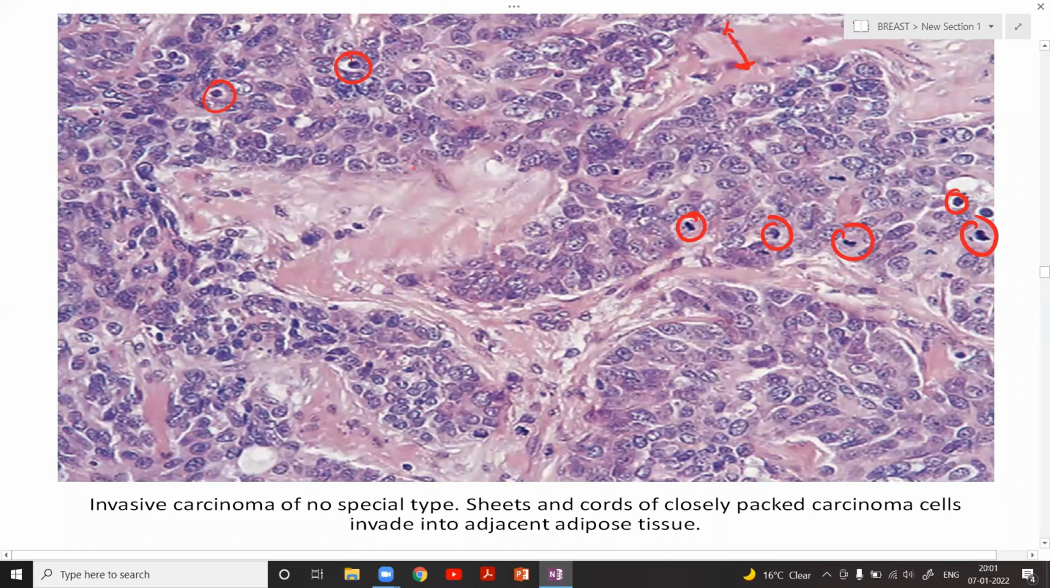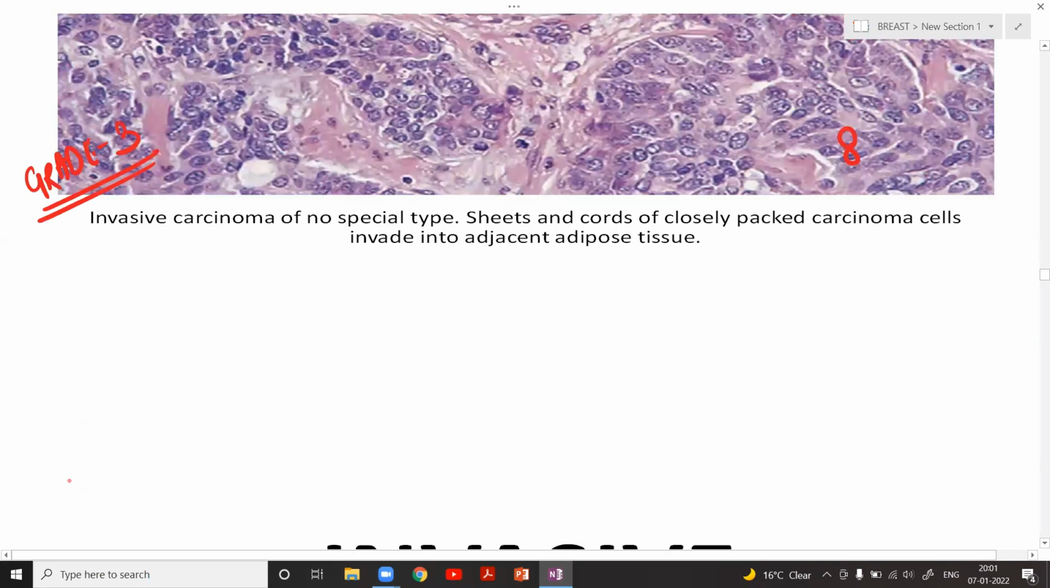And if I look at the nuclear pleomorphism, more or less they are moderately pleomorphic, or moderately variable in size and shape. So 3 plus 3, 6 plus 2, 8, and 8 stands for high grade. So we are looking at a grade 3 breast carcinoma. This is a grade 3 breast carcinoma, according to the Nottingham grading.